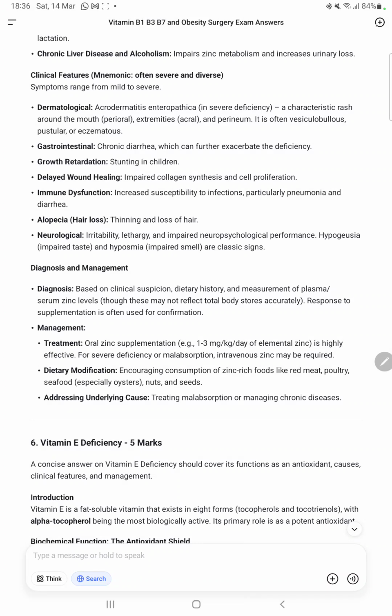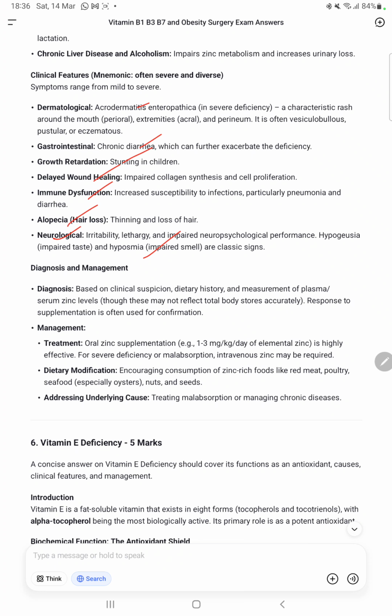It's a characteristic rash that is perioral in nature. It involves the extremities, that is acral areas, and the perineum. It is pustular or eczematous in nature. In the gastrointestinal system, it leads to diarrhea, growth retardation and stunting in children, then delayed wound healing and immune dysfunction are seen, then alopecia or hair loss, and neurologically it leads to irritability, impaired neuropsychological performance, hypogeusia, that is impaired or metallic taste, and hyposmia, that is impaired smell.